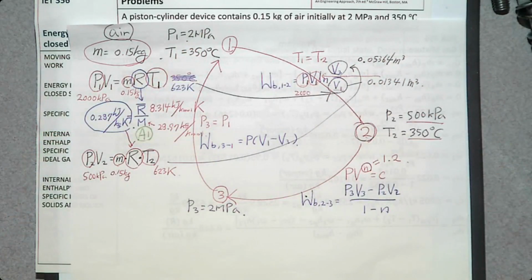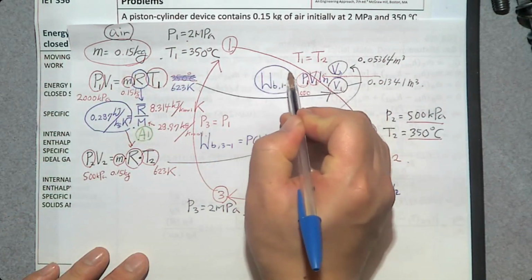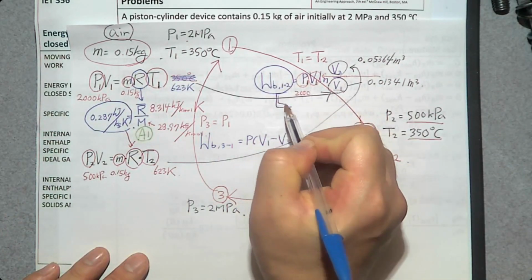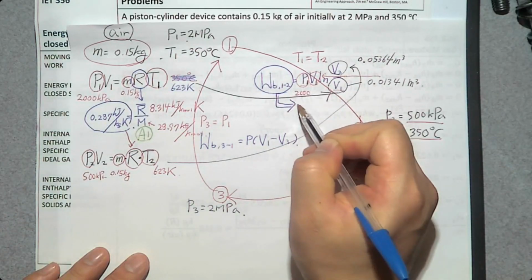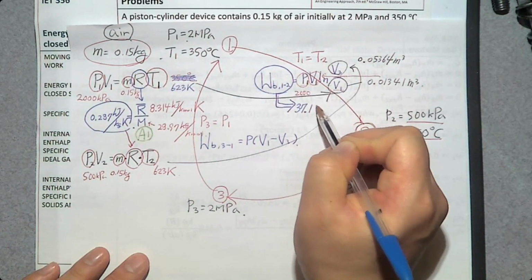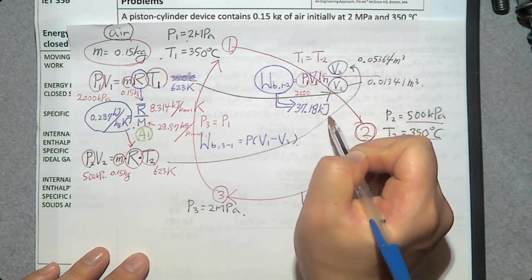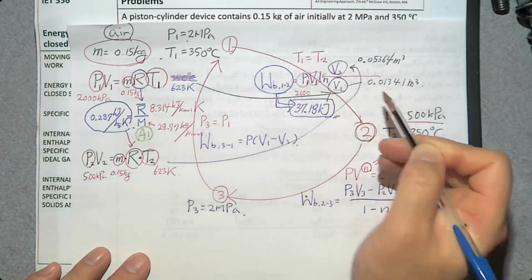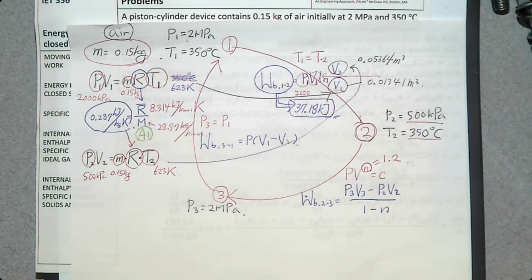So from here, you can determine moving boundary work. The answer to this moving boundary work is 37.18 kilojoule. So this much work is required to move the piston away from the volume expansion process at a constant temperature. Any question up to here? Too fast, too slow? Any feedback?